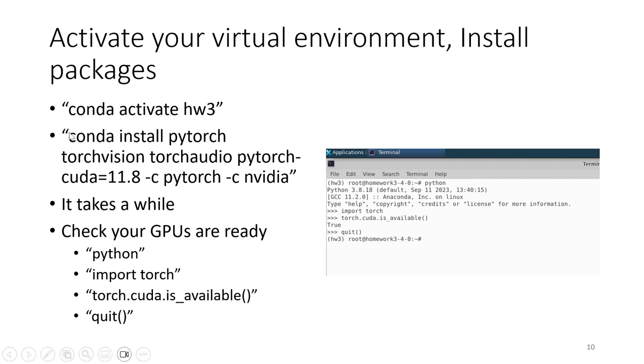There are a few commands. This is conda install pytorch torchvision torchaudio pytorch-cuda, and the -c means it will use specific channels to install those libraries. It takes a while to finish all of the installation. Then check that your GPUs are available and ready. You can use this command: type python, and you will get into the Python environment. Then import torch, and try the command torch.cuda.is_available.